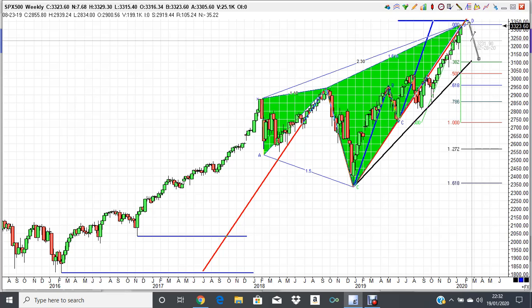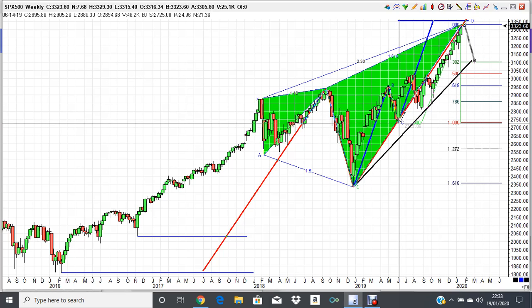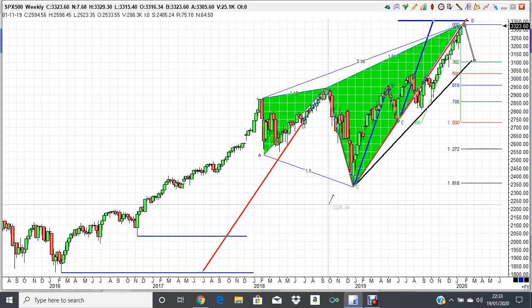If we were to start down, that's the sort of move you'd probably expect initially. That would take us down to the 382 off this low down here, this point C, which would equal these two drops. So your 5-point expanding reverse wave is still a valid pattern.